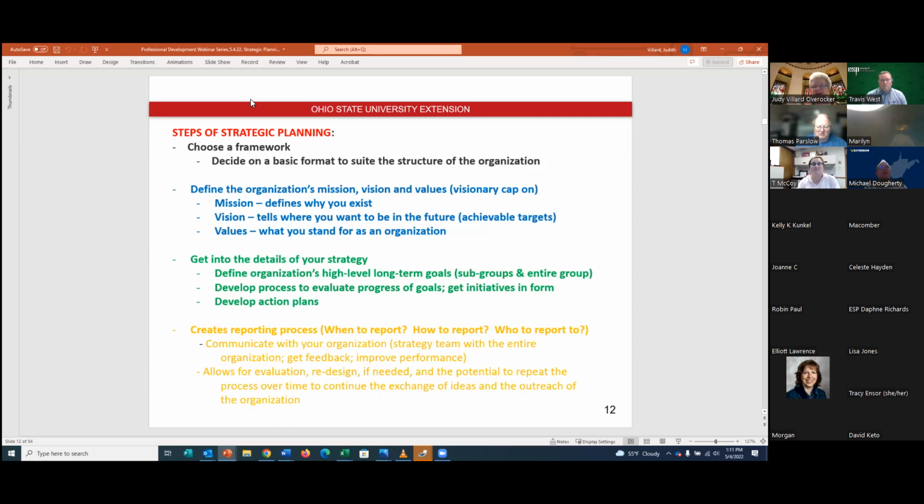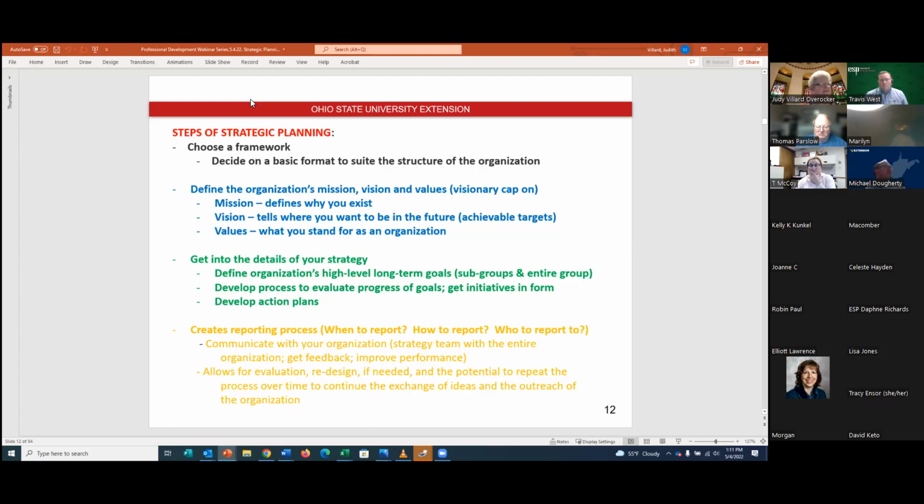We hear that so many times in our work, the mission, vision, values, but do we ever really take those and put them into work? And I'm going to show you how we did that with our master gardeners. We're going to get into the details of your strategy, looking at some long-term goals, how we're going to have action plans that are going to get us there. And that's pretty important. And then the reporting process. And do we have to do it again, or is it over? This is going to be ongoing. So it's going to allow for evaluation and redesign if necessary, and continuation.